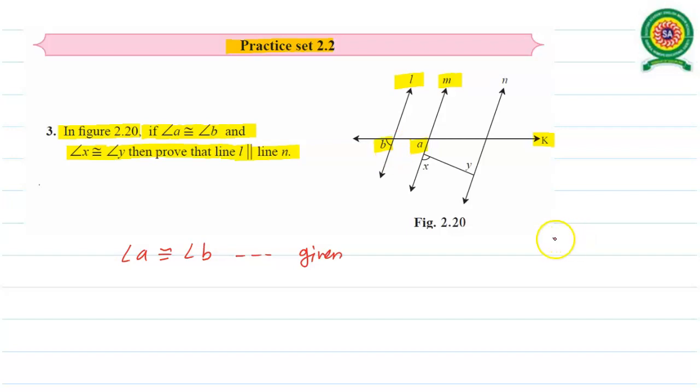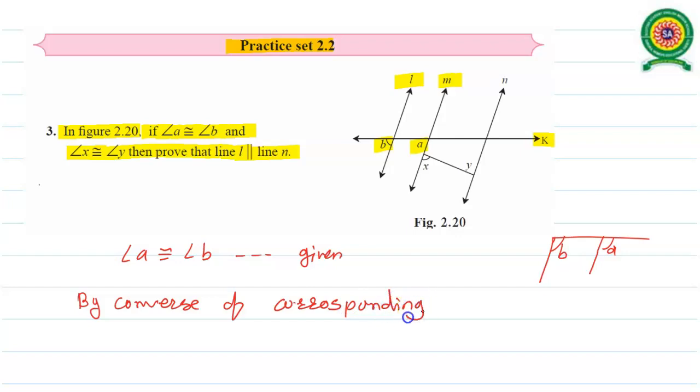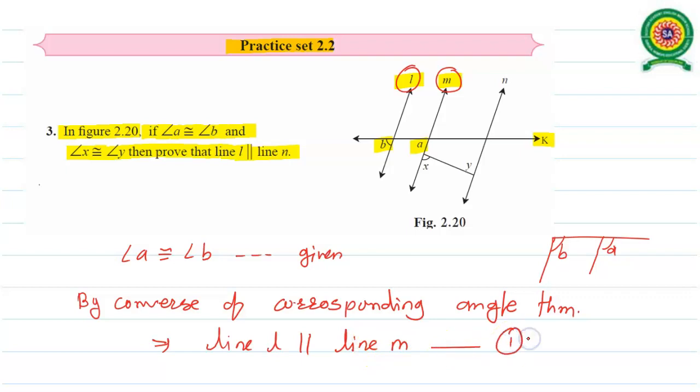If we look at the figure, those two angles are a pair of corresponding angles, and they are congruent already. So we are using the converse of the corresponding angle theorem. Once the corresponding angles are congruent, then by the converse of the corresponding angle theorem, the given two lines, which are L and M, are parallel. So line L is parallel to line M. I would like to call it equation number 1.